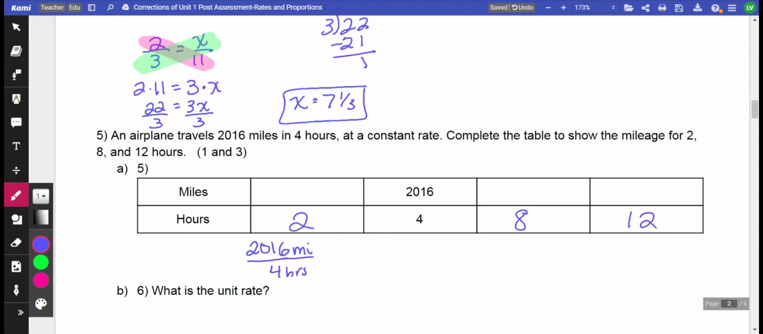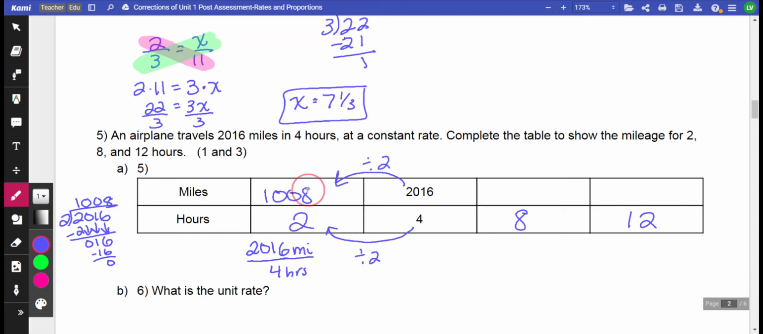So when I solve this, to get from 4 to 2, I'm going to divide by 2. So that means I'm going to take 2016 and divide that by 2. I'm going to show that work off to the side. 2016 divided by 2. 2 goes into 2 once, minus 2. Bring down the 0. Well, 2 can't go into 0, so that's 0. Bring down the 1. 2 can't go into 1, so that's 0. Then I bring down the 6. 2 can go into 16 8 times. Subtract 16. Nothing left over. So that means I have 1,008. So in 2 hours, they travel 1,008 miles.